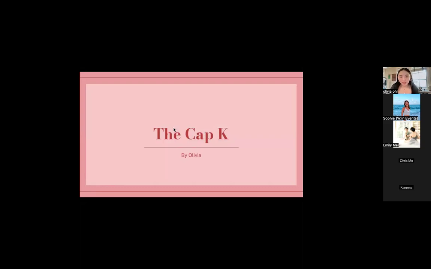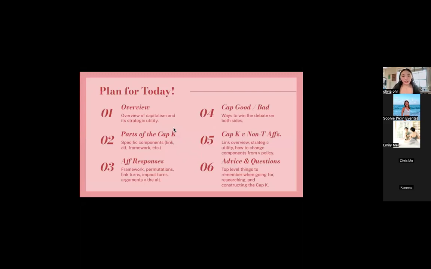So I kind of divided the lecture into 6 main parts. So first, I'll give a quick overview of CAP and its strategic utility. Then I'll talk about specific parts of the CAP-K and then specific AF responses. Then I'll talk more specifically about tips for the CAP good/bad debate and a more specific explanation of how to go for the CAP-K against non-topical KAFs.